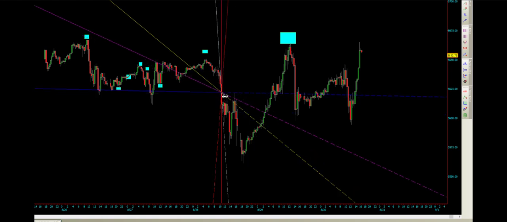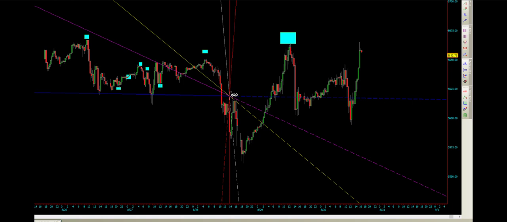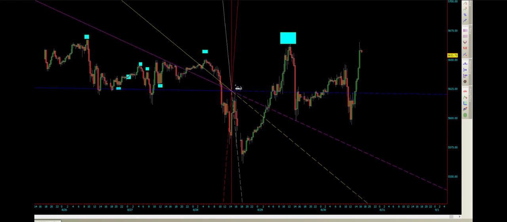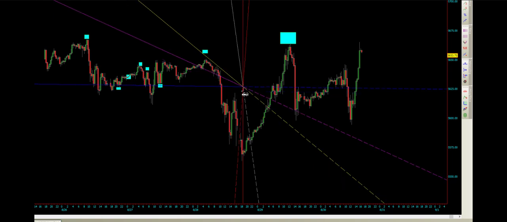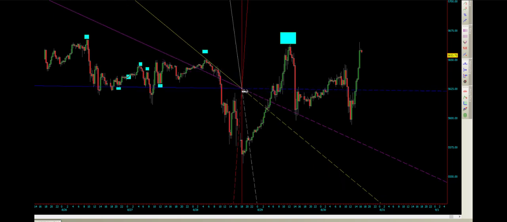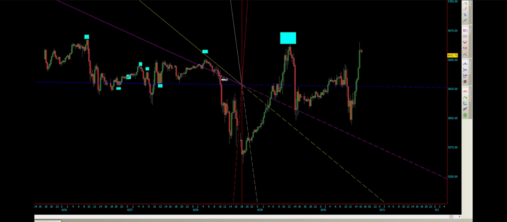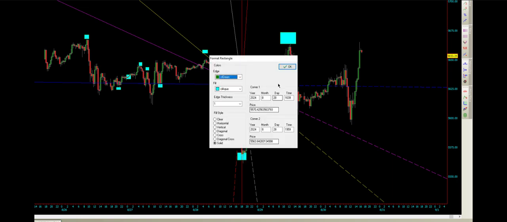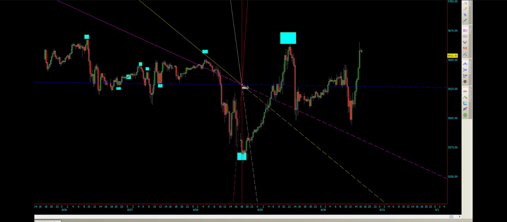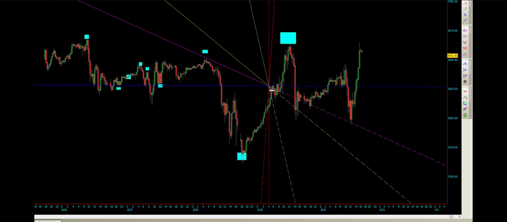We did this one already. Okay, so this one and this one, we got these two lines trapping this big bar. Vertical is here, it is saying somewhere here, expect some change in direction, and there it goes. All right.